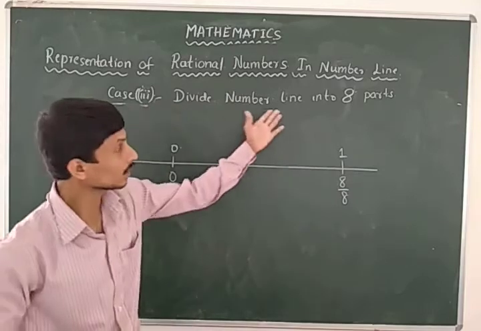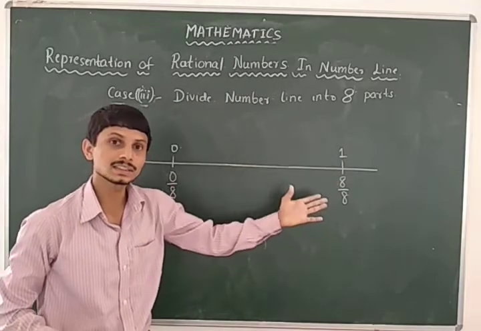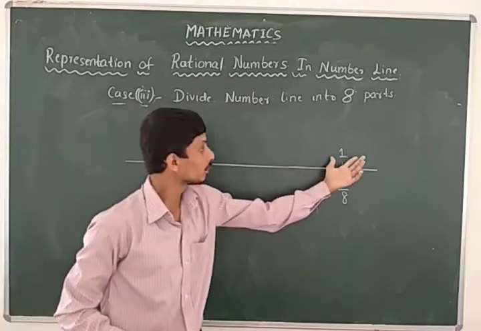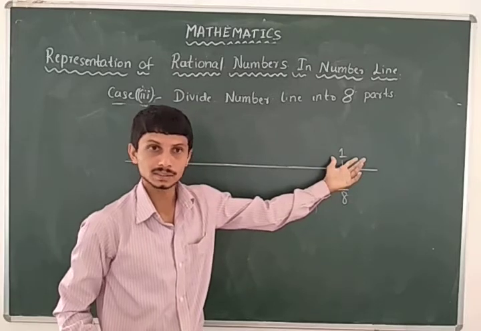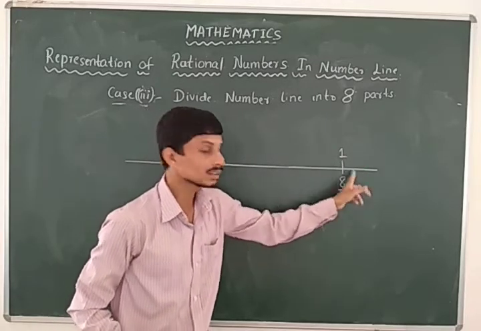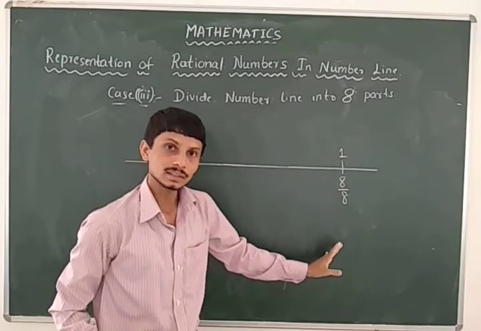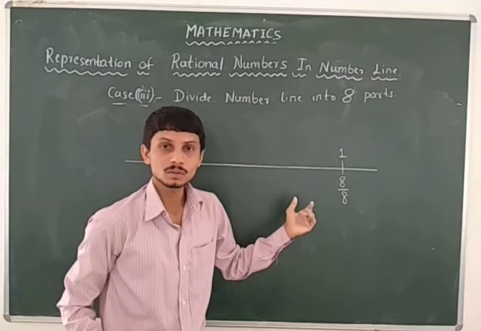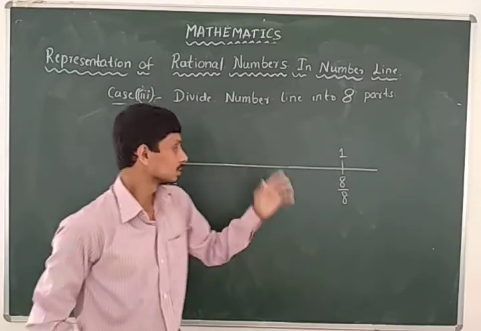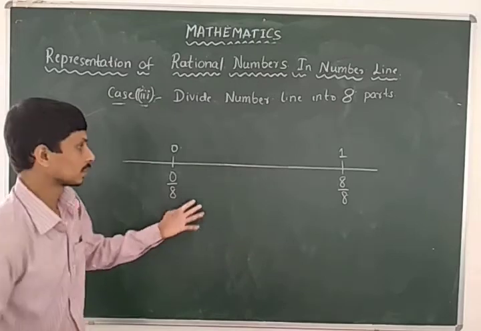So we have to divide the number line into 8 parts. That means we have to divide 1 into 8 parts. So likewise we have to divide 8 by 8. So that means the value does not change here. So we have to divide into 8 parts.